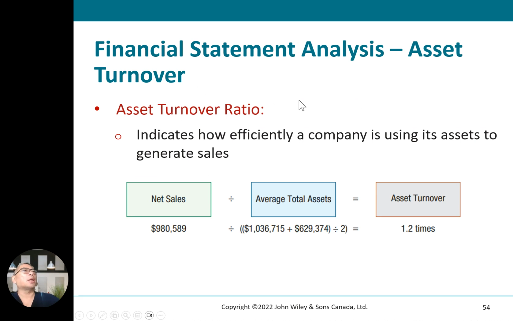For financial statement analysis, the asset turnover ratio indicates how efficiently a company is using its assets to generate sales. Net sales divided by average total assets equals asset turnover. Just here, 980 divided by 1,036,000 plus 629 divided by 2, you get 1.2 times. It is the efficiency of using the assets to generate sales.